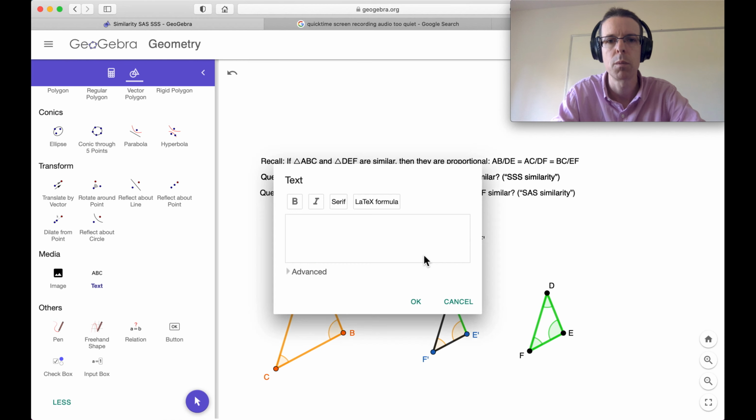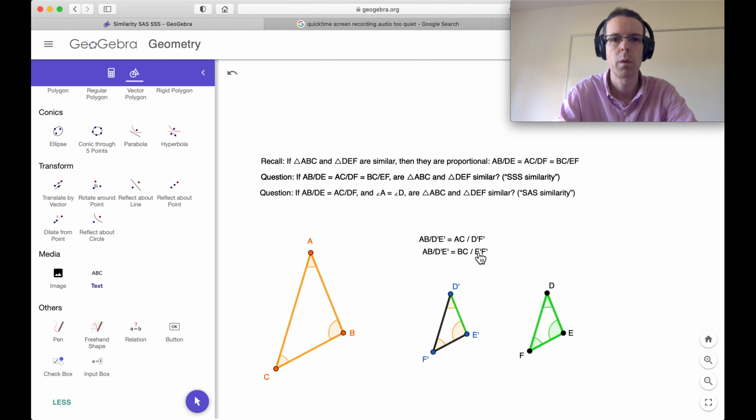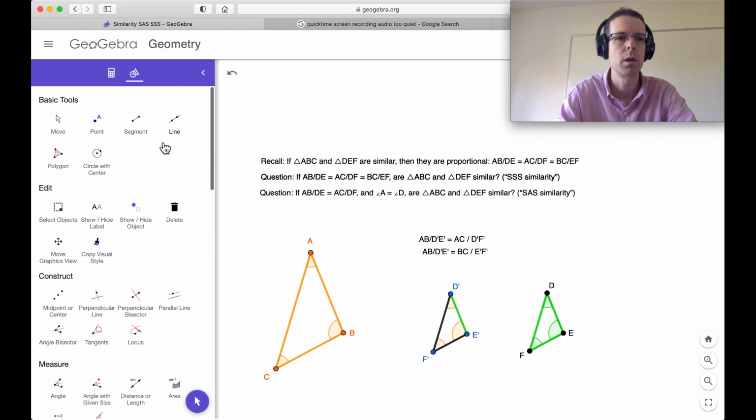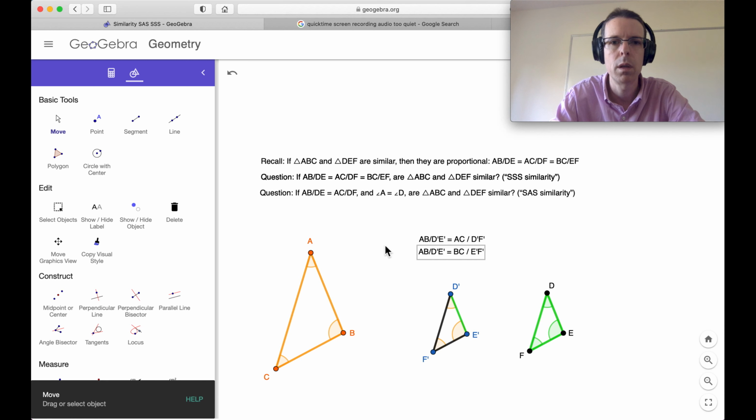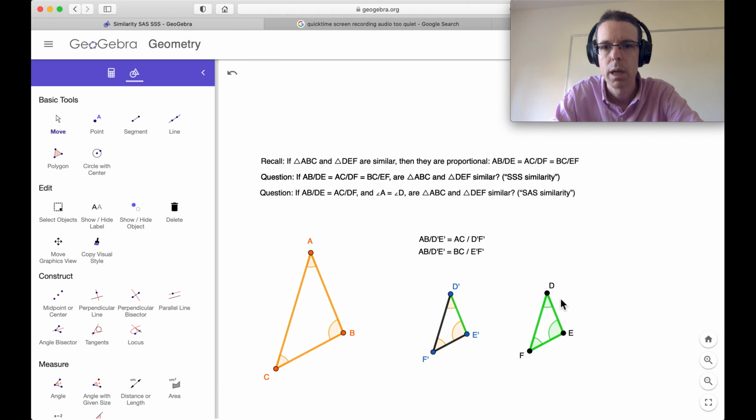If the thing is similar, then we can also say that AB over D prime E prime is equal to BC over E prime F prime. So that's another statement, similar in nature. So we get the equality of these ratios. Now, the nice thing about D prime E prime is that it exactly agrees with DE. So AB over D prime E prime is the same ratio as AB over DE.